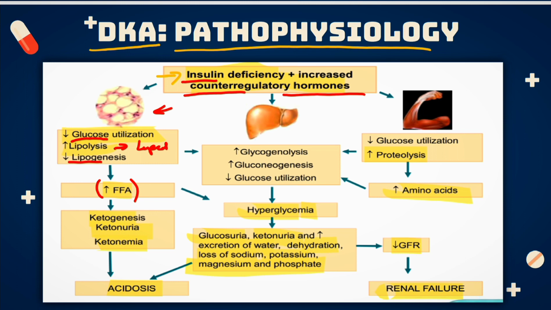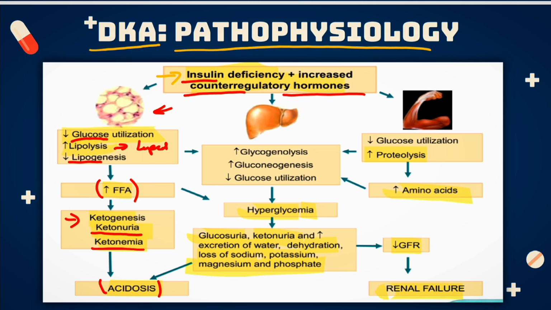causes ketogenesis. Ketogenesis means there is increased formation of ketone bodies in the body, and if these ketone bodies appear in urine, this condition is known as ketonuria, and if they appear in blood, then it is known as ketonemia. And due to these two reasons, a condition appears in the body which is known as acidosis, metabolic acidosis.